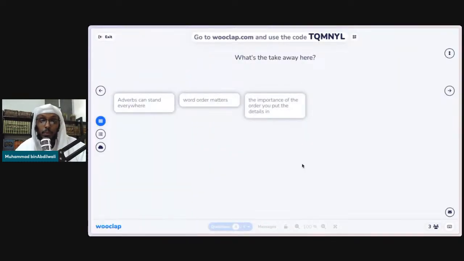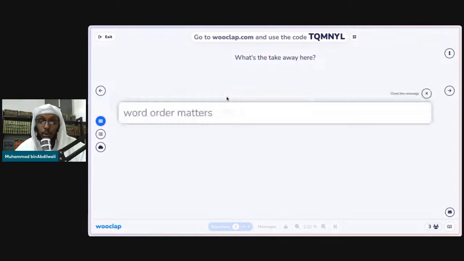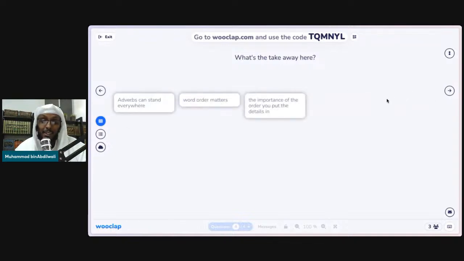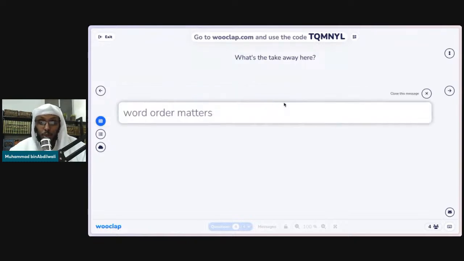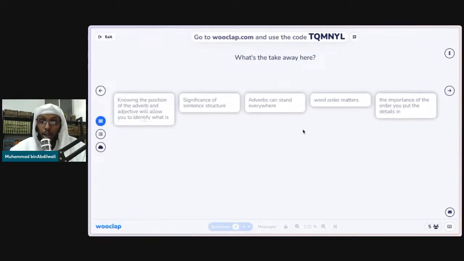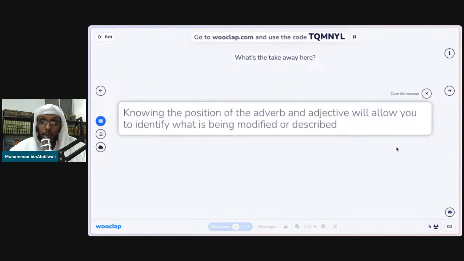Okay, let me go back to Wukla. Adverbs can stand everywhere. Word order matters. The importance of the order you put the details in. Now, this is important. Word order matters. As a matter of fact, it's quite astonishing that this is exactly what I wrote. I wrote the exact same thing. Word order matters as a takeaway of what I've just explained. Significance of sentence structure, absolutely. Knowing the position of the adverb and adjective will allow you to identify what is being modified or described. Yes, that's the main point.